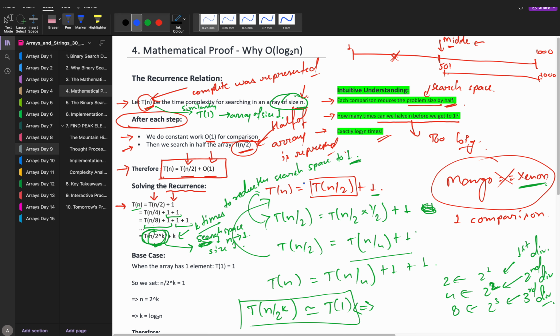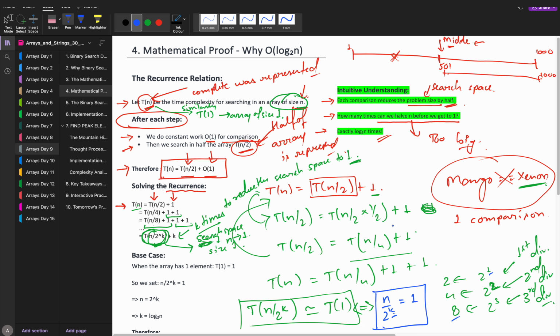If I write it like this, therefore I can say that n by 2 to the power k is equal to 1. Yes or no? That's what we wanted to achieve. Now to decide the value of k, meaning how many times we have actually divided to reduce the search space to size 1, we need to find the value of k. Because if I divided one time, it's to the power 1, two times to the power 2, three times to the power 3, 8 came with the power 3. So k means k times divided to make the search space size 1 only.